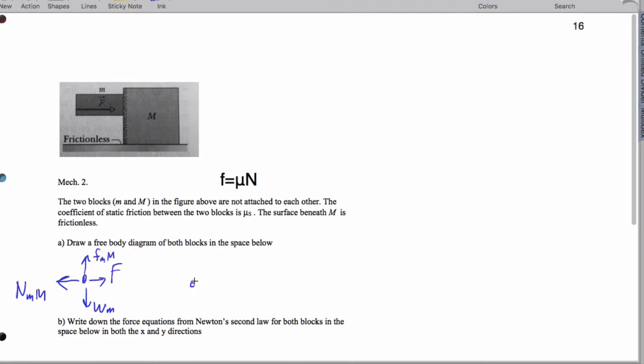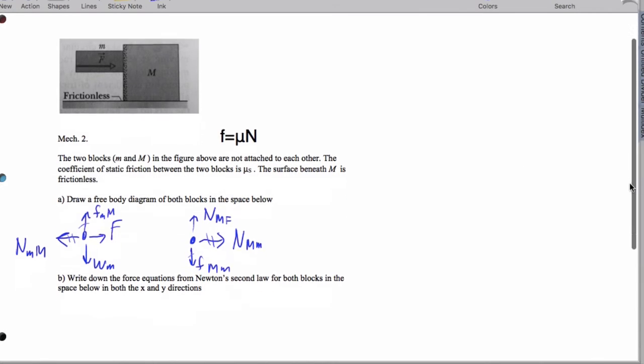And then for big M, I'm going to have the normal on big M due to little m. I'm going to have a friction force on big M due to little m. So that's congruent with this force. And these two forces are actually equal and opposite as well. And then I'm going to have the normal on big M from the ground, or from the floor. And that's it.